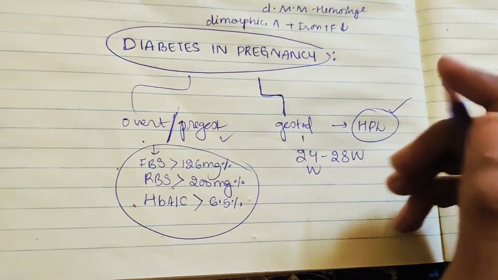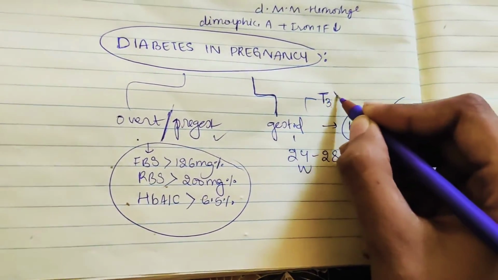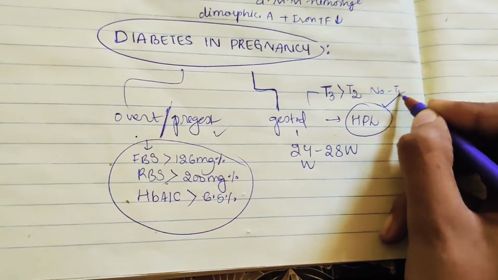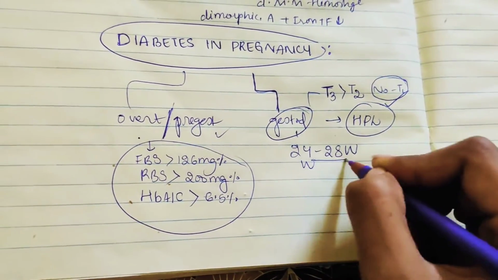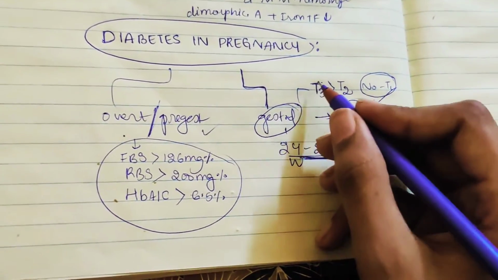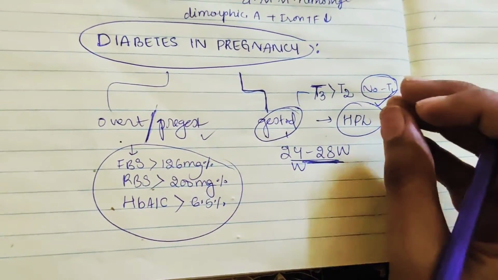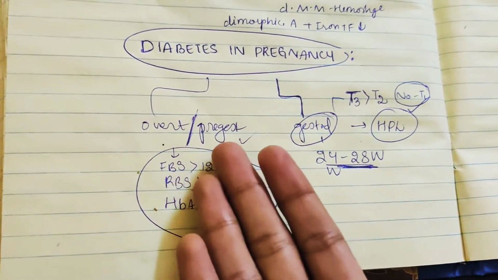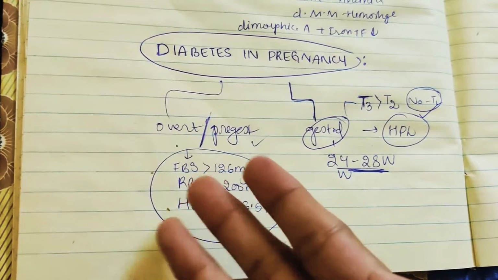And this gestational diabetes is most commonly seen in the third trimester, more than the second trimester, and it is never seen in the first trimester. Why is it never seen in the first trimester? Because this gestational diabetes comes from 24 to 28 weeks. That is, it is mostly in the third trimester followed by the second trimester, but it is never seen in the first trimester. But in the case of overt or pre-gestational diabetes, we can see it in every trimester.